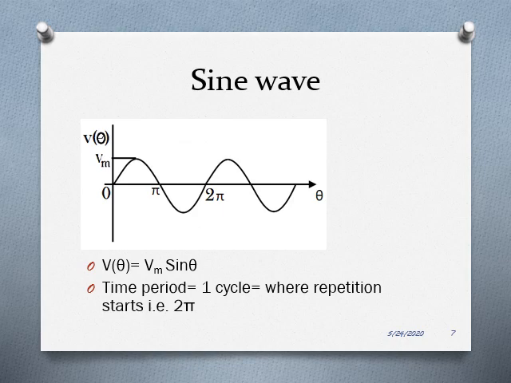Next is the time period. Time period is one complete cycle of a particular wave. An easy method to understand a time period is to check where the repetition of the waveform is starting. You can see here from 0 to 2 pi is one cycle. From 2 pi again the sine wave is starting to repeat. So the time period is taken as 2 pi.